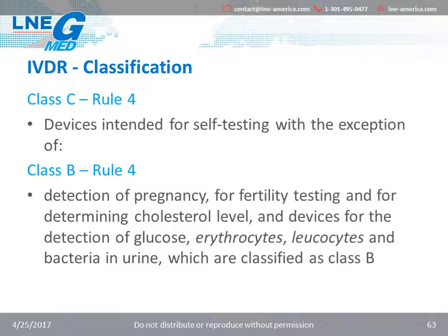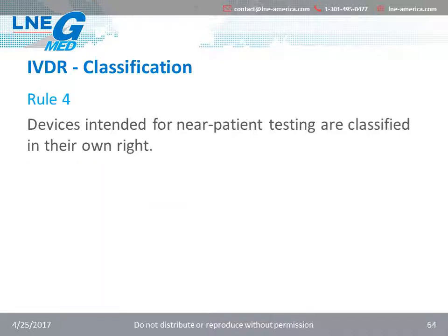Class C, Rule 4, is devices intended for self-testing, with the exception of those that fall under Rule 4 of Class B. Those are detection of pregnancy, for fertility testing, and for determining cholesterol levels, and devices for the detection of glucose, erythrocytes, leukocytes, and bacteria in urine, which are all classified as Class B. For devices intended for near-patient testing, these are classified in their own right.